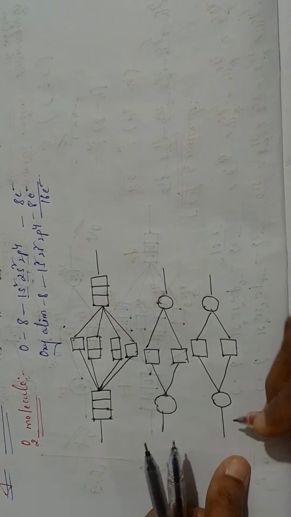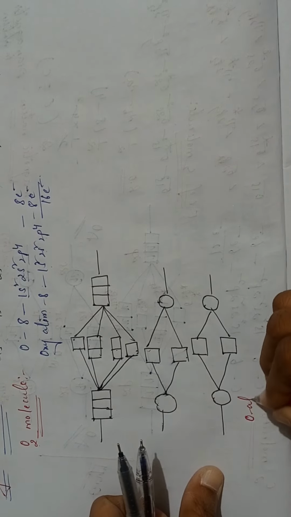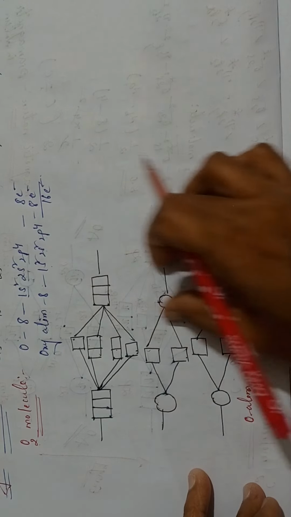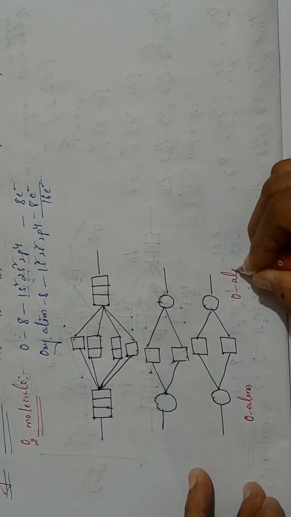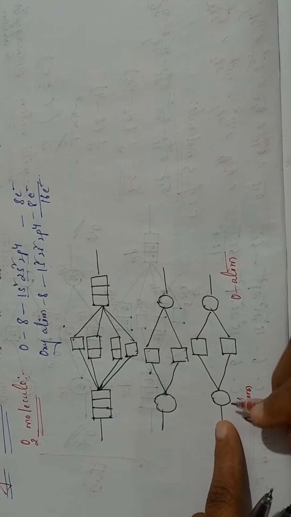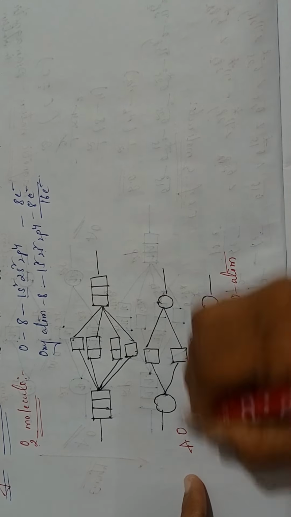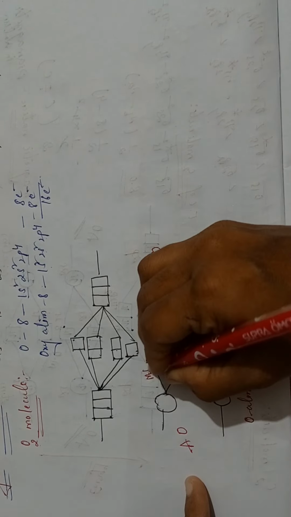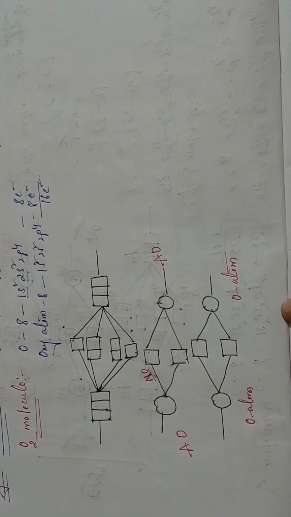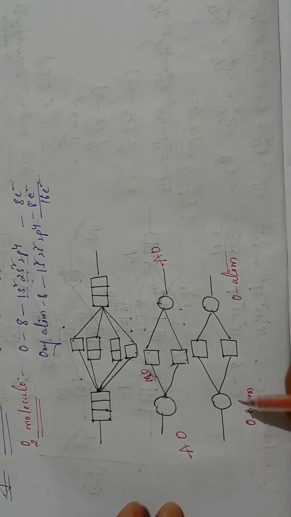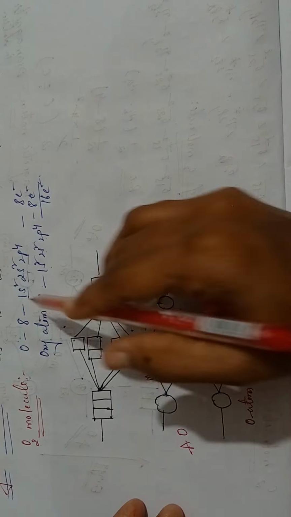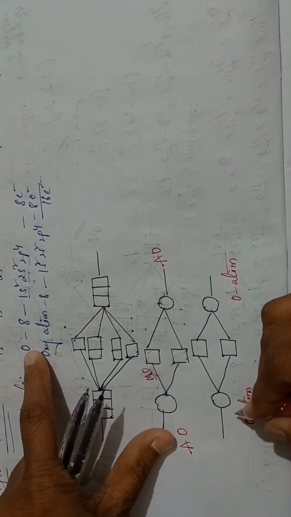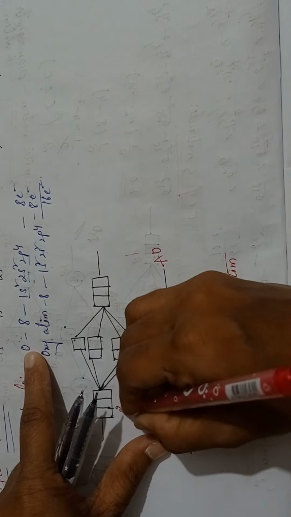Now see students, which atom is this? Oxygen atom. Clear? This is one oxygen atom's atomic orbitals, and another oxygen atom's atomic orbitals. Here these are all atomic orbitals, and the middle ones are molecular orbitals. For the first oxygen atom I am taking 1s, 2s, 2p.